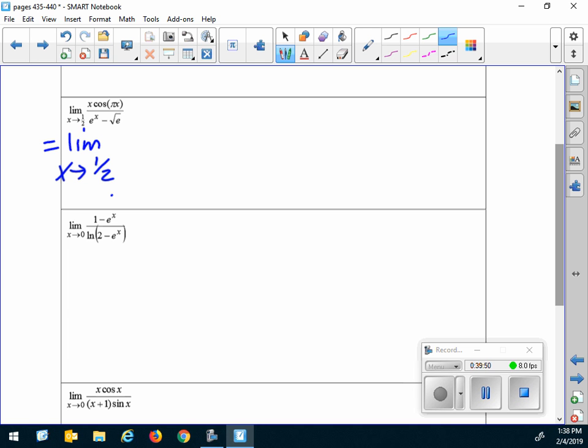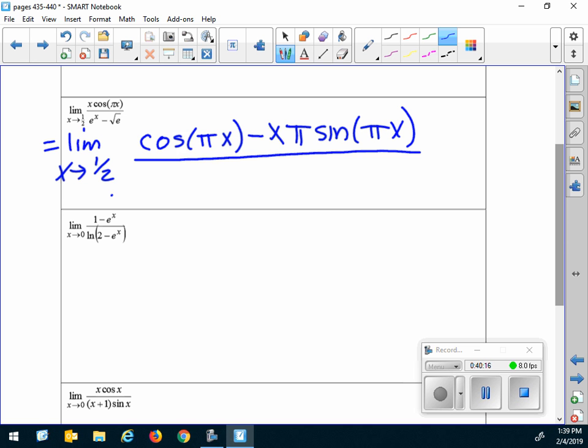All right, derivative of the first, 1 times the second, plus the derivative of the second, times the first. Let me double check that product rule. Derivative of the first is 1 times the second, so that's 1 times cosine pi x. Plus the derivative of the second, that's minus sine pi x times pi times the first.